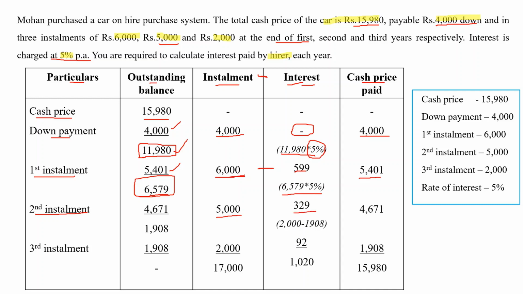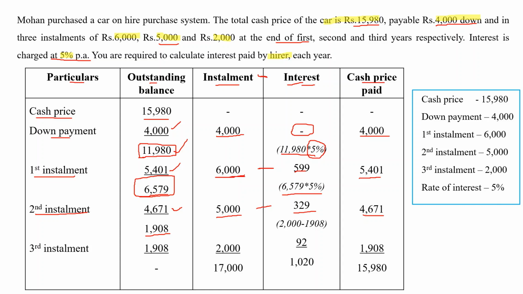The answer is 329. So 5,000 minus 329. Installment minus interest. Cash price is 4,671. Okay, we are writing it in the outstanding balance also. 6,579 was outstanding. Now in the second installment, the buyer is paying 4,671. So still the further balance, outstanding balance is 1,908.